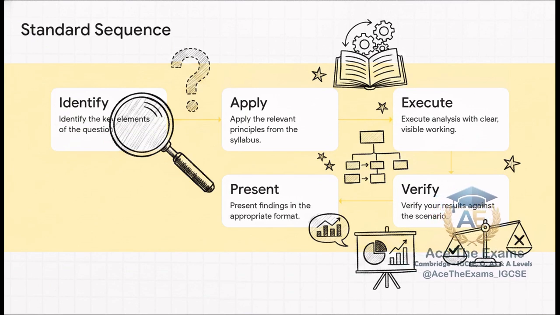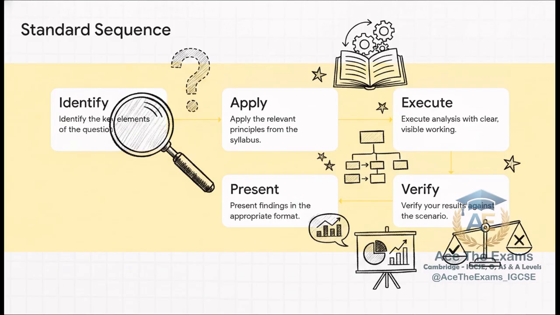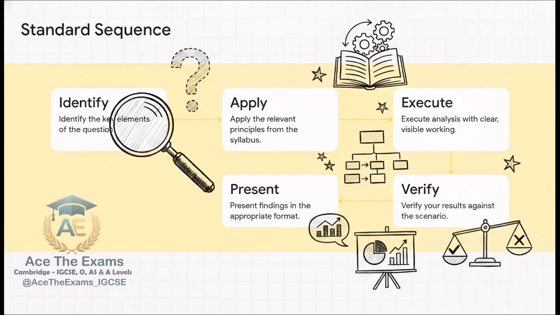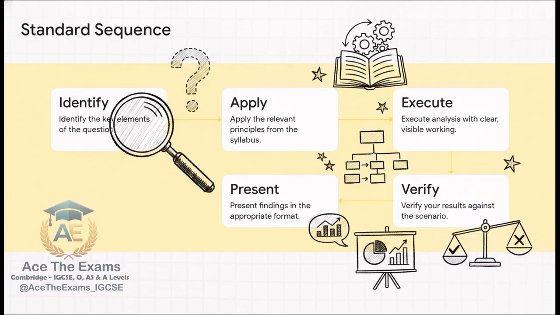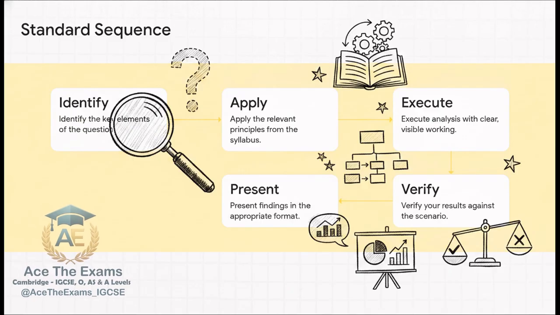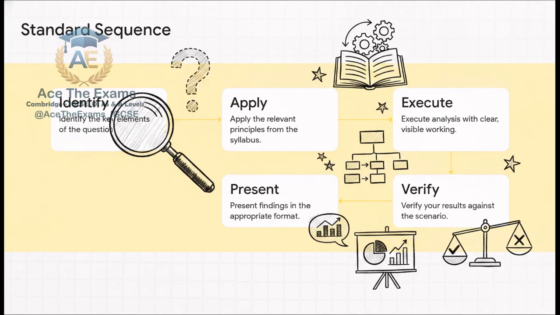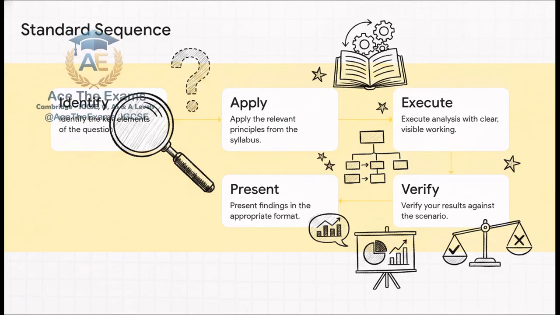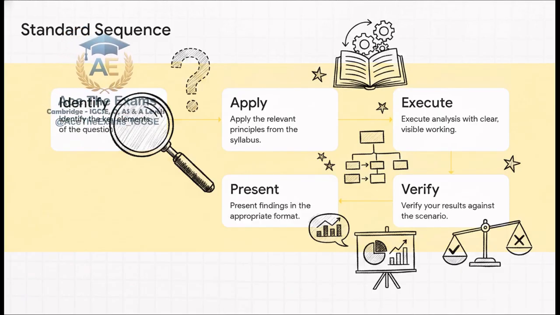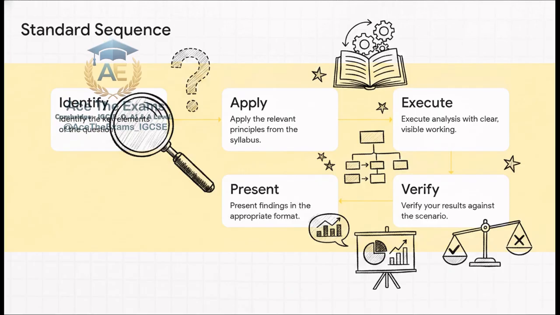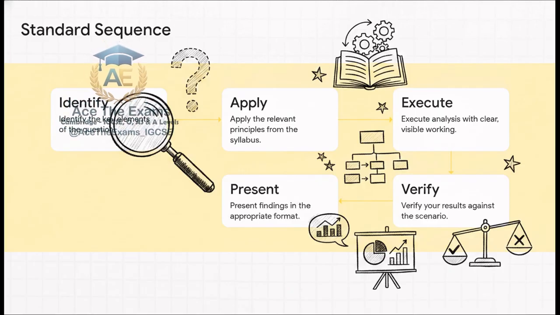Step 1, identify the key elements. What is the command word and what is the specific context? Step 2, apply the relevant principles from the syllabus. Which parts of the expert system are actually relevant here? Step 3, execute your analysis with clear, visible working, build your PEEL paragraphs. Step 4, verify your results against the scenario. Did you actually answer the question they asked? And Step 5, present your findings in the appropriate format.